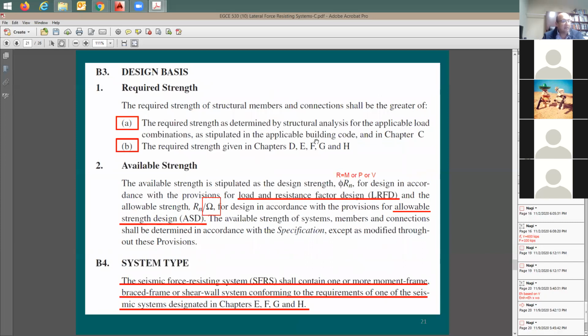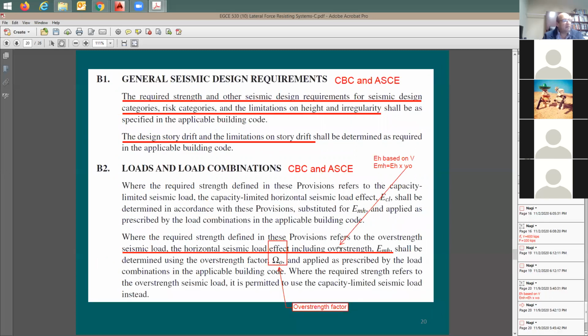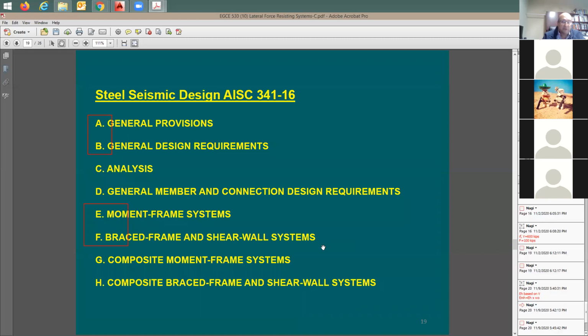Now, I'd like to look here at the system type. How many systems do we have? We're going to say, okay, the seismic force resisting system, SFRS, can be what? I'm going to take you back here. According to this code, you may have a moment frame system. It can be special, it can be intermediate, it can be ordinary. You can also have brace frame and shear wall. You can have composite moment frame systems, which we're not going to be covering. And you also have composite brace frame and shear wall systems. So this is all the systems identified by the 341-16 or 05 or 10, right?